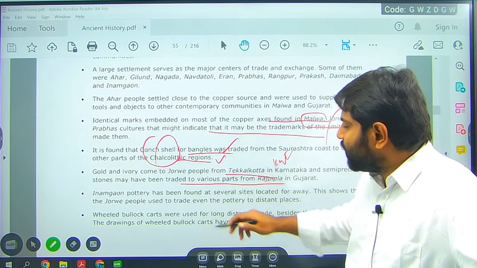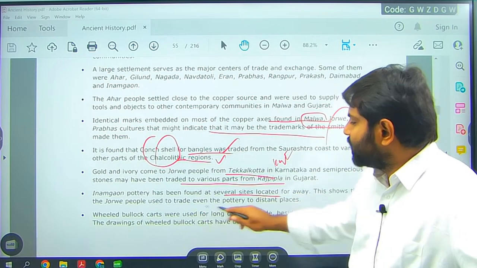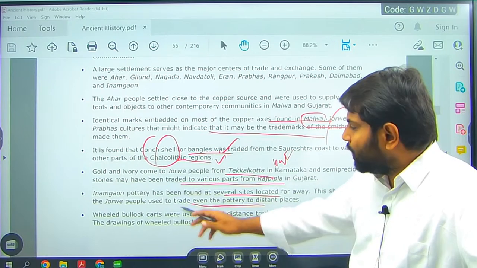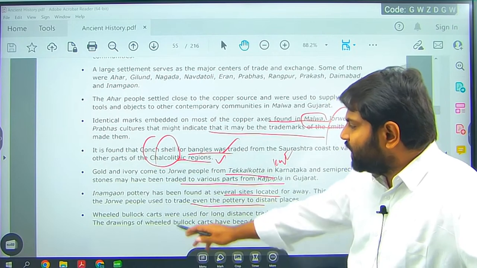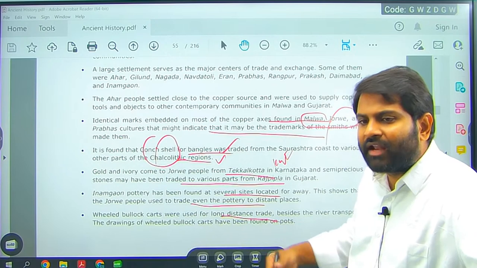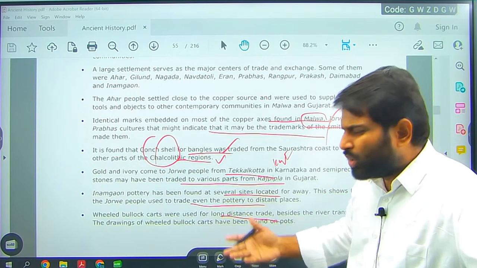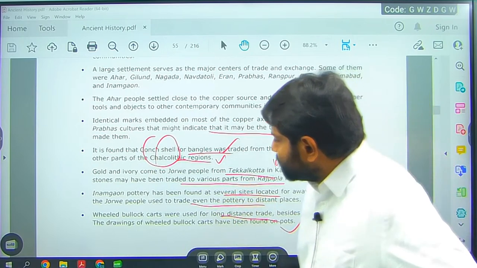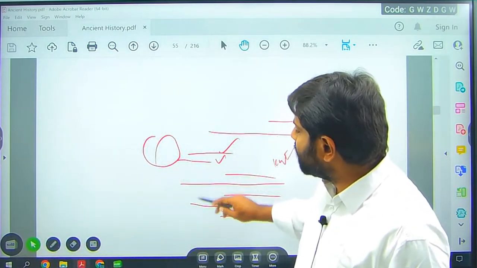Inamgaon pottery has been found in several sites located far away. This shows that Jorve people used to trade even pottery to distant places. Wheeled bullock carts were used for long distance trade. As I said, the caravans, Arabs used caravans the same way. Wheeled bullock carts were used not only for trade but also for long distance travel and tourism, right? Transport, trade, commerce.